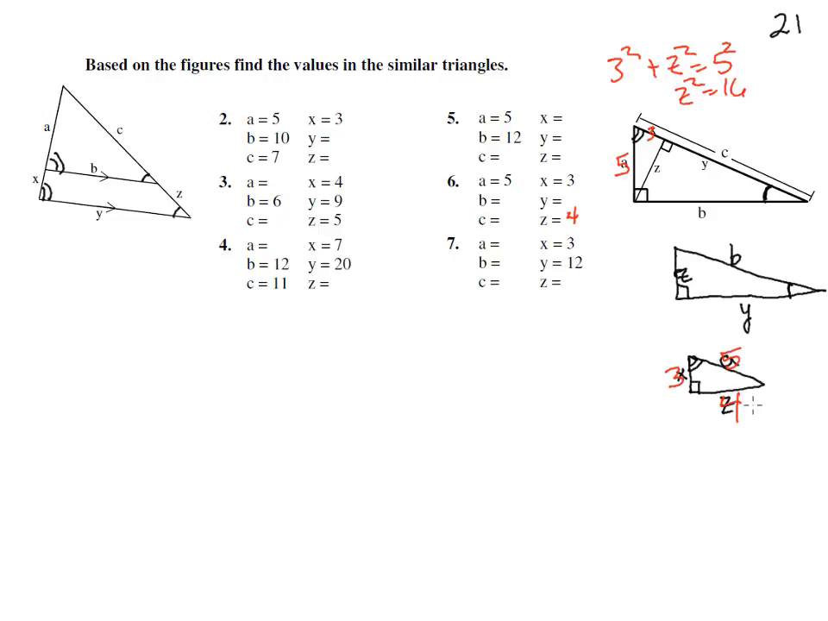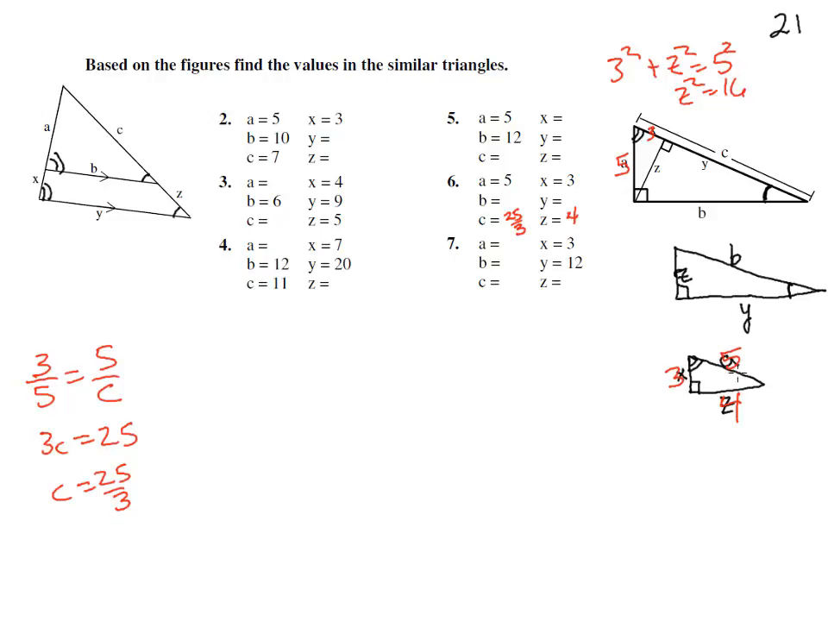So we have one complete triangle. We can now draw the proportions. 3 is to 5 as 5 is to c. Let's write that over here. 3 is to 5 as 5 is to c. Well, we get 3c equals 25, and c equals 25 thirds. Okay, 25 thirds goes right there. Okay, what else can we get here?